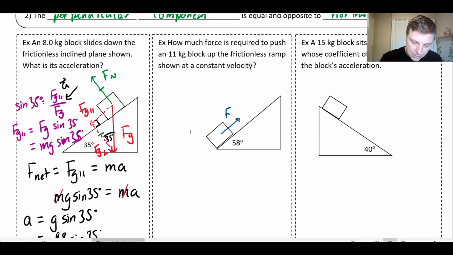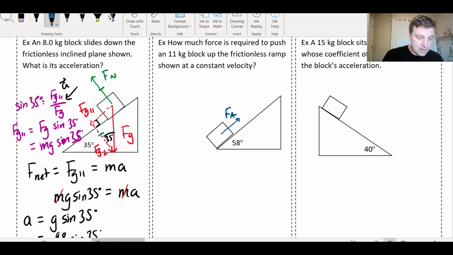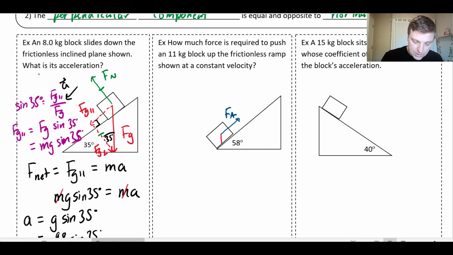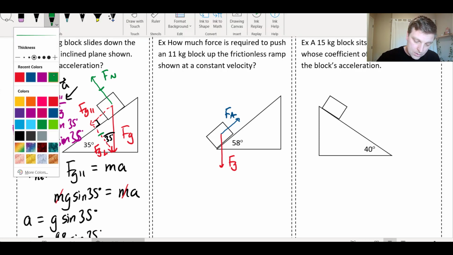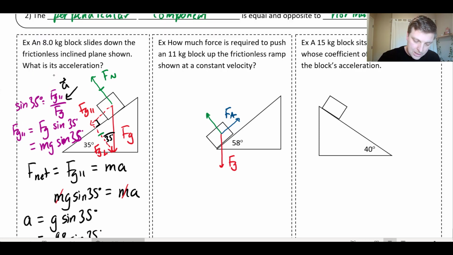There's an applied force there, and then there's a force of gravity, which is down. So Fg. And then there would be a normal force, which would be kind of like this. Now, note that we're pushing it at a constant velocity, so we're not accelerating up the ramp. We're just pushing up the ramp.